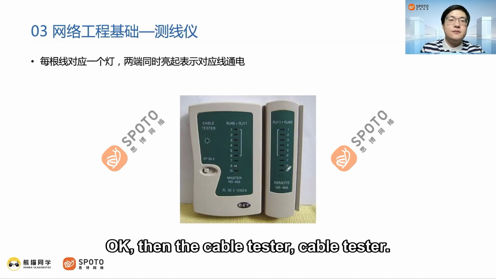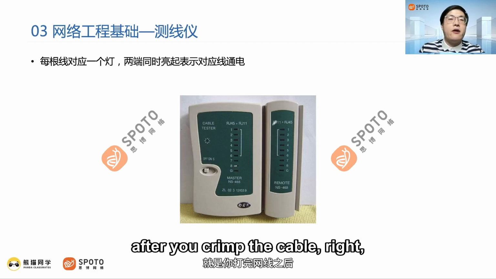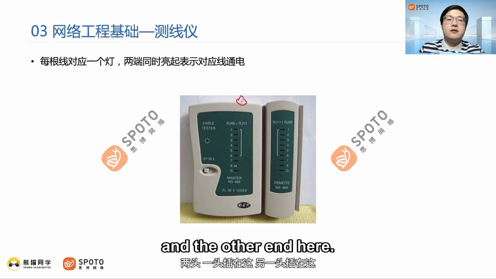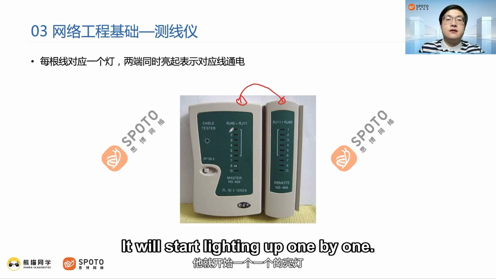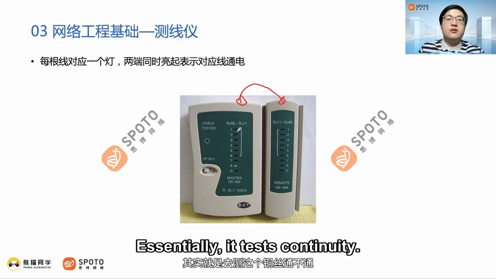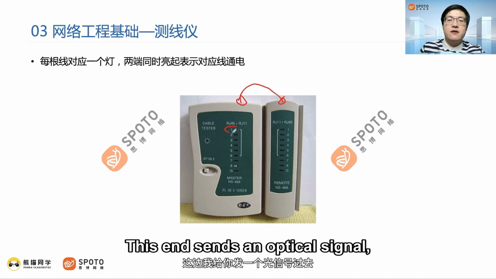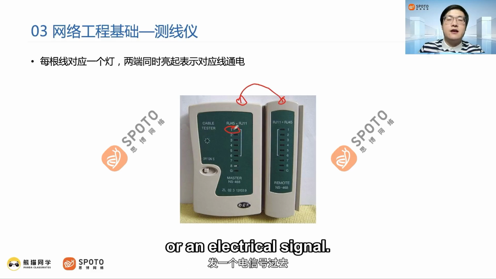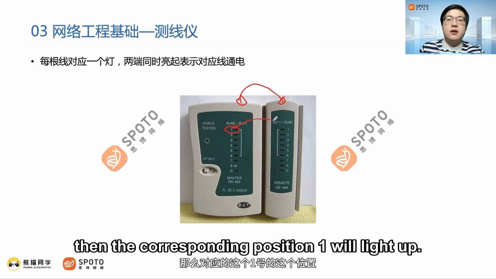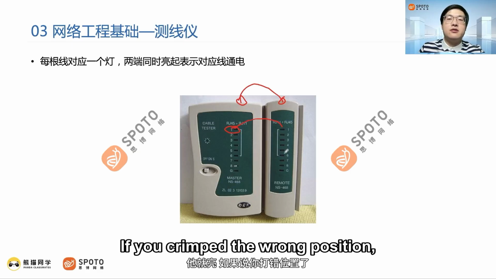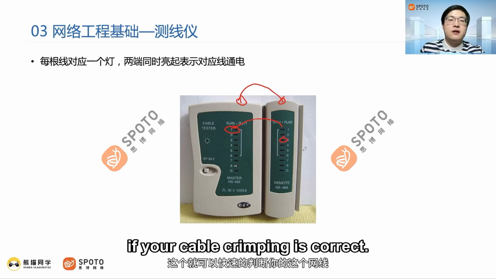Okay, then the cable tester. As I just mentioned, after you crimp the cable, right, plug one end here, and the other end here. Then turn it on. It will start lighting up one by one. Essentially, it tests continuity. Right, it tests if it's connected. This end sends an electrical signal, and if the wire conducts, then the corresponding light will light up. If you crimped the wrong position, then position 3 might light up. Right, this allows you to quickly judge if your cable crimping is correct.